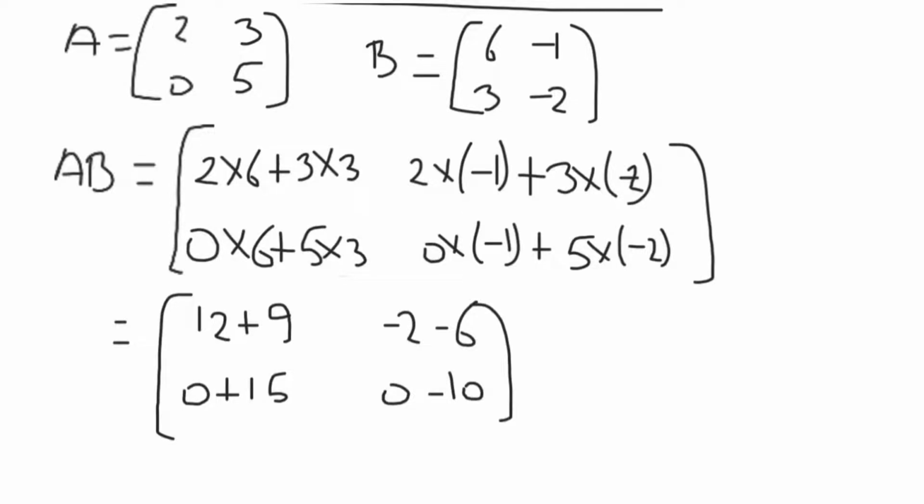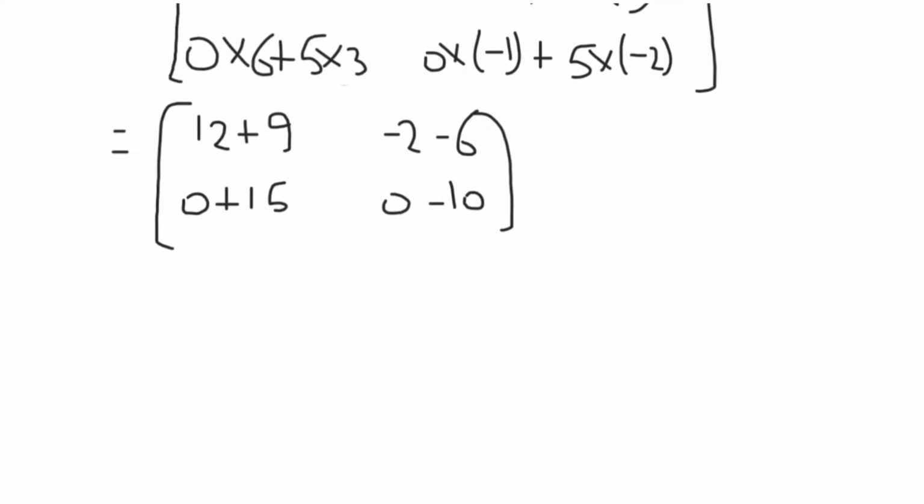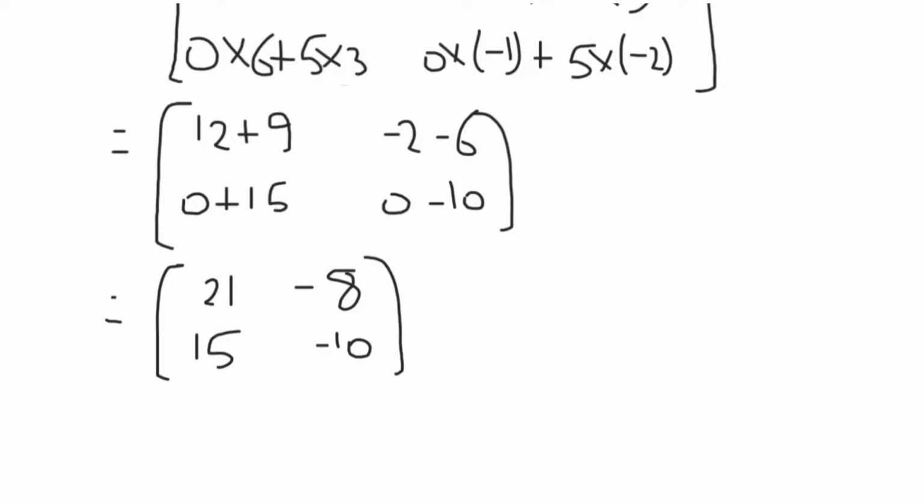So the final answer will be equal to 12 plus 9, 21, minus 2 minus 6, minus 8, 0 plus 15, 15, and 0 minus 10, minus 10. So this is the final answer after multiplication of matrix A and B.